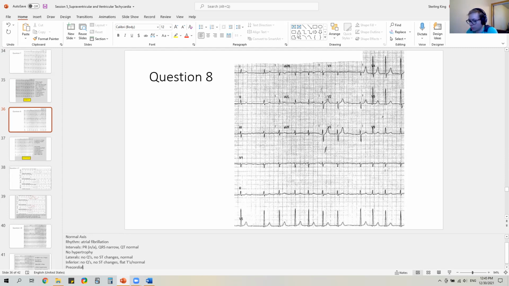And then precordial. Let's take a look. There's an R there, so no Q, no Q, no Q, no Q, no Q, so no Qs. ST: flat, flat, flat. Good. Just looking across, it looks the same on both sides of the QRS for that baseline, so there are no ST changes. And then the T's: normal, normal, normal, normal, normal. This one looks kind of flat, but it's only one, so I'm just going to say normal T's. So interpretation: nothing significant.